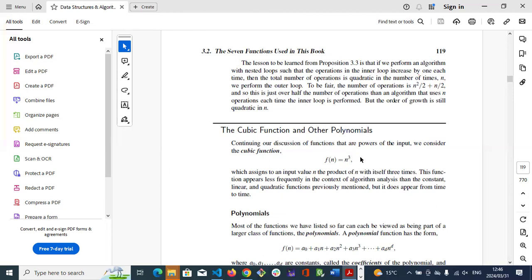Continuing with our discussion of functions that are powers of the input, we have f of n equals n to the power of 3, or n cubed, which assigns to an input value n the product of n with itself 3 times, which here we can have as three nested loops, which have 3 for loops.